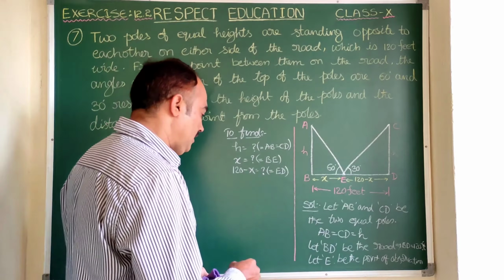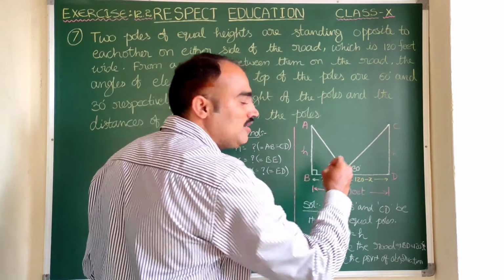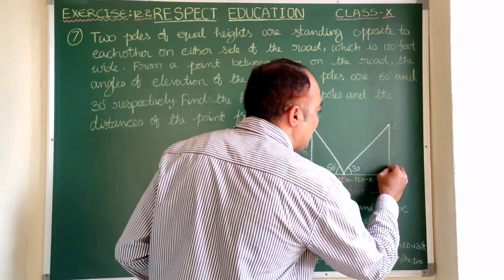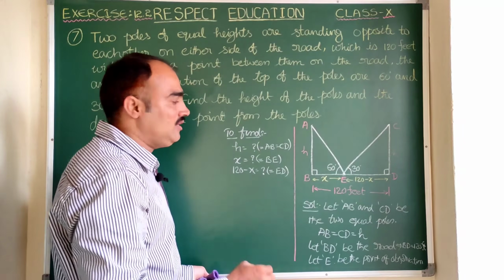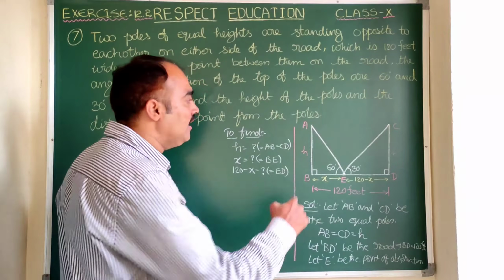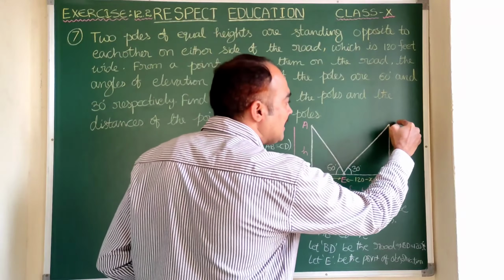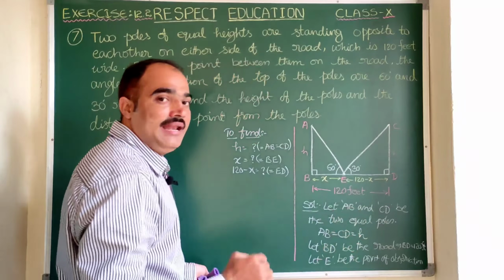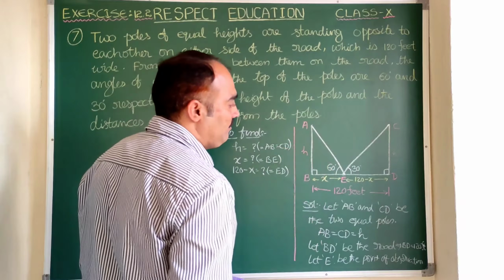So as usual, as we know, angle at B is 90 degrees since the pole is perpendicular to the earth. Similarly, angle at D is also 90 degrees. That pole is also perpendicular to the earth. Here you observe there are two right angle triangles. Namely, the first one is triangle ABE and the second right angle triangle is triangle CDE. Let us apply suitable trigonometric ratios for finding the required values.